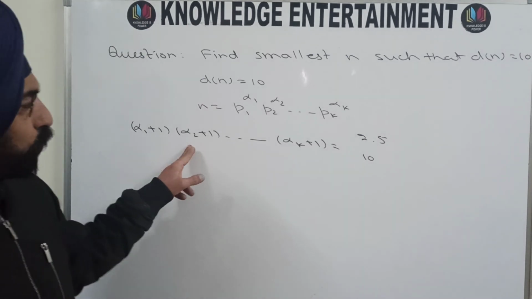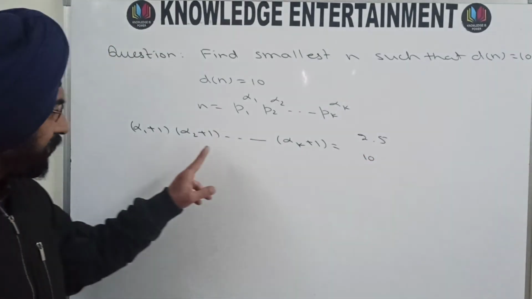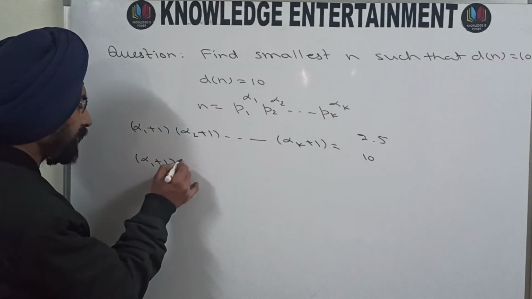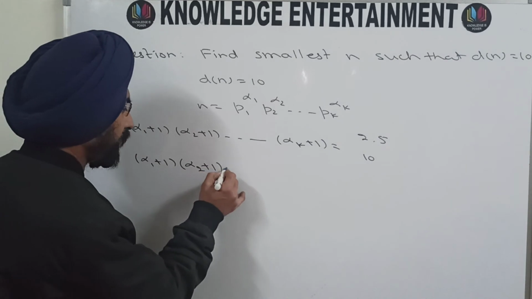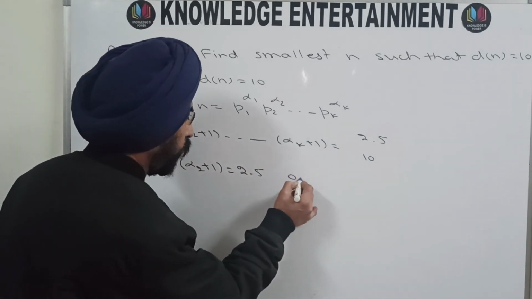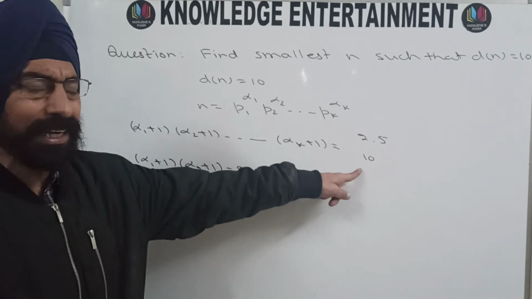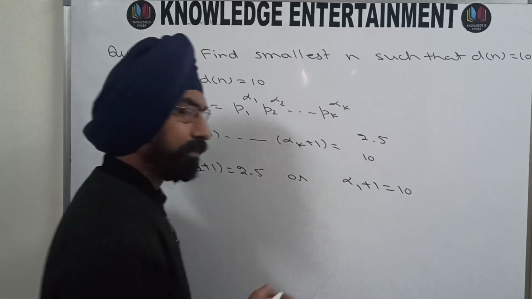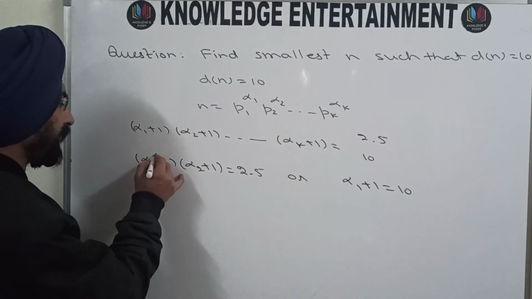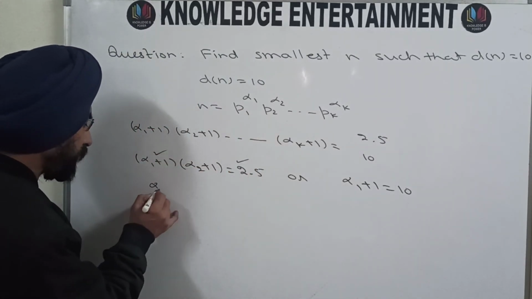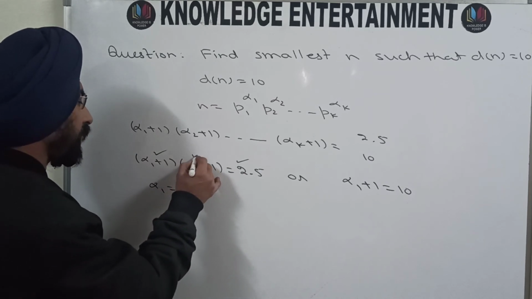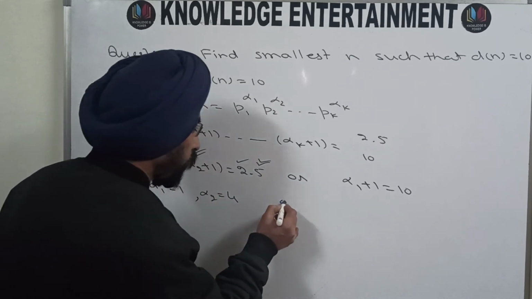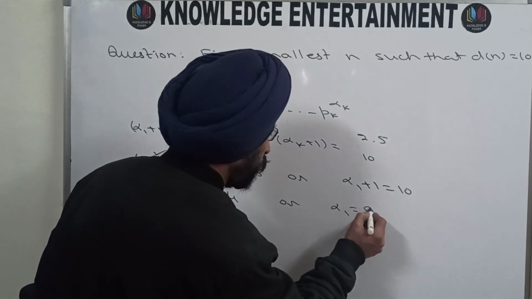If you consider this product as the first case, that means you are having only two brackets. So alpha 1 plus 1, alpha 2 plus 1 is equal to 2 into 5, or in the second case, 10. So only one bracket will be there: alpha 1 plus 1 is equal to 10. In the first case, you will get alpha 1 plus 1 is equal to 2, that means your alpha 1 is 1, and alpha 2 plus 1 is equal to 5, that means your alpha 2 is equal to 4. Or in this case, you will get alpha 1 is equal to 9.